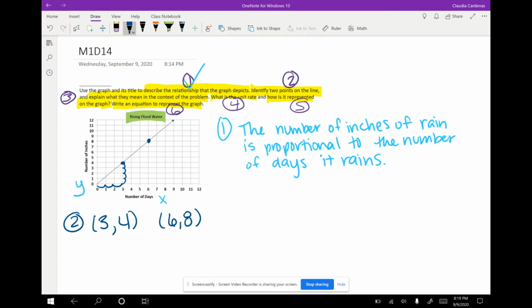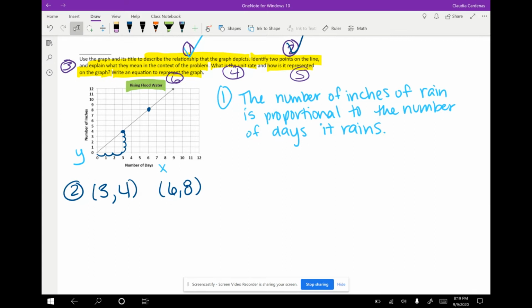All right, so we've identified the 2 points, but they didn't just want us to pick 2 points. They also want us to explain what they mean in the context of the problem. So if I have them placed in a table, I know that that's going to help me identify each part because I'll have my x-axis label in the column, so number of days, and then number of inches specific to rain. So let's make sure we're clear, X and Y. So if I broke up these points into the table, I would have 3, 4, and 6, 8. So it's already telling me the words that are going to go into my sentences.